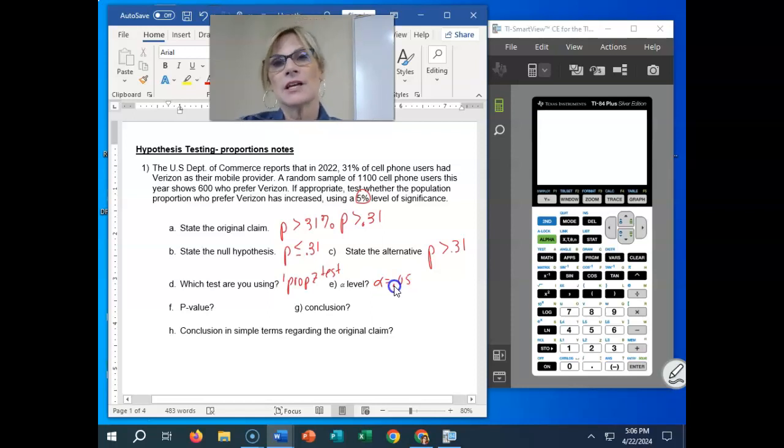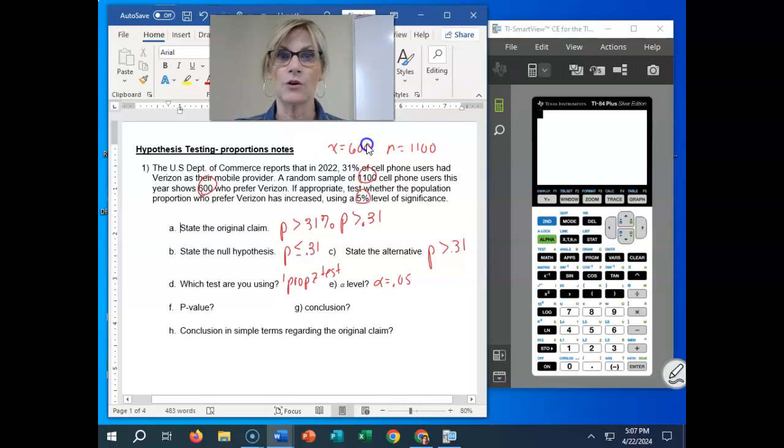0.05. Okay, and just like when we were doing confidence intervals, we need to go through and find x and n. They may tell us x, they may not tell us x, and they'll tell us n. So n is 1,100. Cool. And x is 600. Great. But they may have said, this year it shows that 60% prefer Verizon, and you would have to say 60% of 1,100, and that way you would get x.